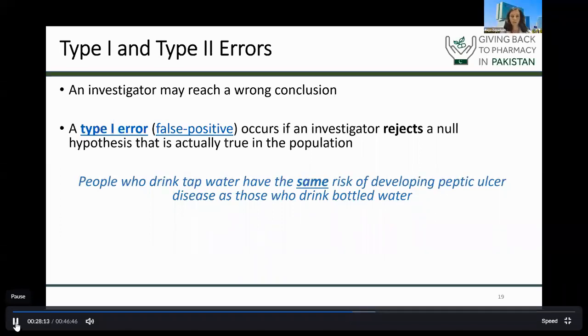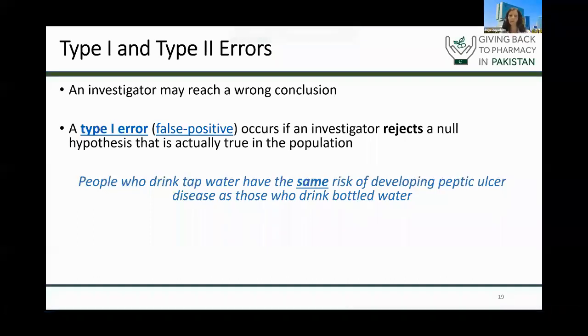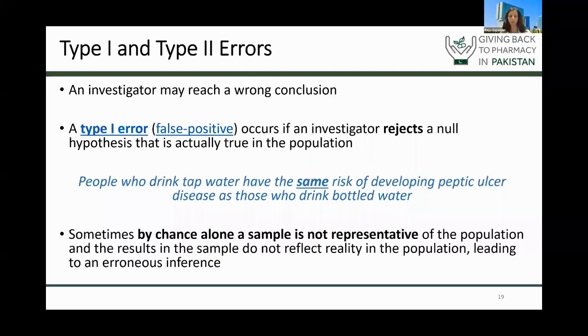So your type 1 error is if you actually come to a conclusion that the risk is greater in people who drink tap water, when actually it's not. So you have rejected the null hypothesis that is actually true. And this is a systematic error that happens by chance alone. Type 1 error happens despite the fact that you actually did everything right. It's just by chance alone that your sample was not representative, and the results in the sample do not reflect reality in the population.